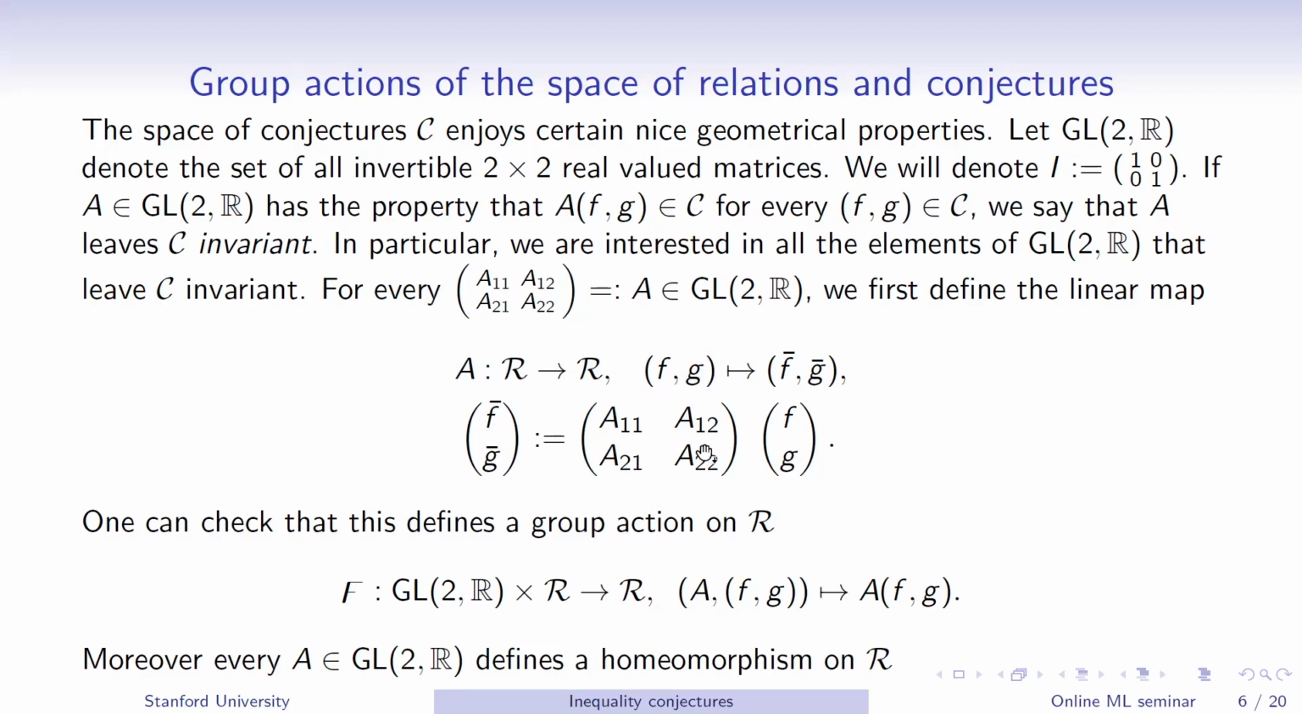These are 2 by 2 matrices, and what you can show is that this defines a group action. So you have a group action from GL2R cross R, this script R to R, and this is how the group acts. For every such element, it is going to define a homeomorphism on R. So any such linear map is going to topologically leave R unchanged.